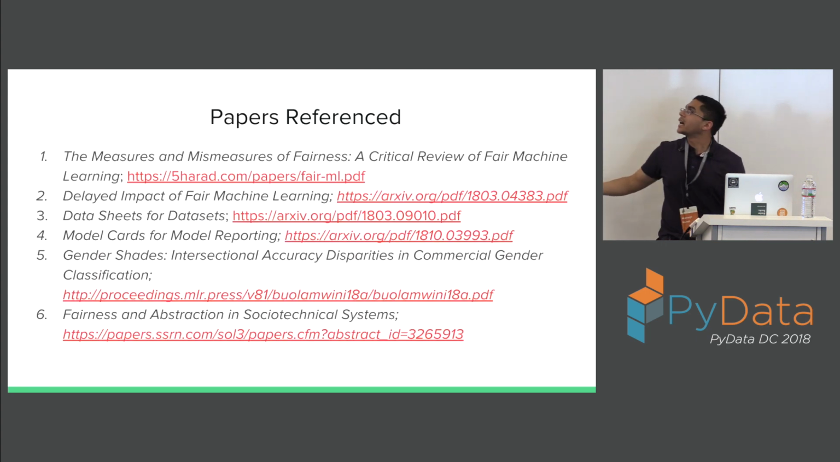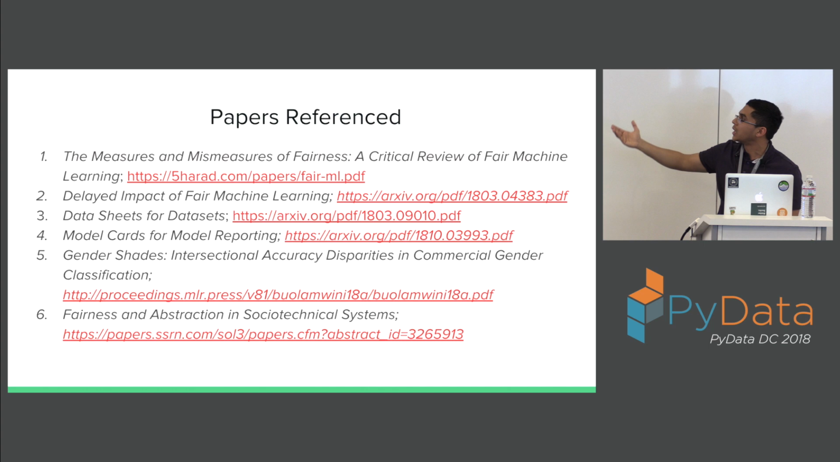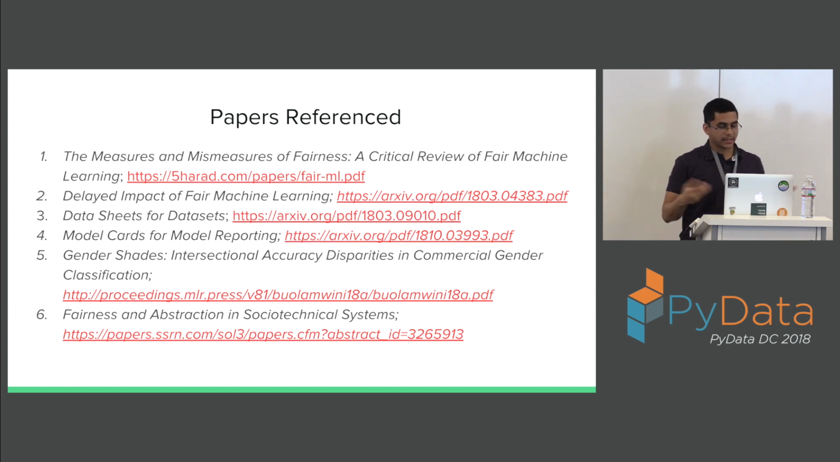And finally, I just have all the papers I would bring up during this talk: the measures and mismeasures of fairness, delayed impact of fair machine learning, the datasheets, model cards, and Gender Shades that I talked about throughout this talk. So it's here in the last slide. I also have this paper that just came out pretty recently called Fairness Abstractions in Socio-Technical Systems. It's in the same spirit as this talk: there's a lot of work in algorithmic fairness, but it seems to fall into a lot of these six common traps. They discuss what those traps are, and this includes the focus on formalism.